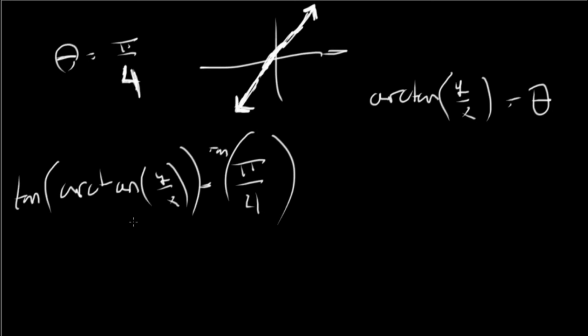And tan of arctan of y over x, that's just y over x. All right, arctan has a range that tangent can handle. And then tangent of pi over 4 is 1. And then final answer, multiply by x on both sides, and we get y equals x, a line that goes through the origin and has slope 1.